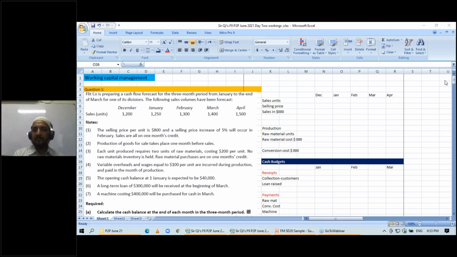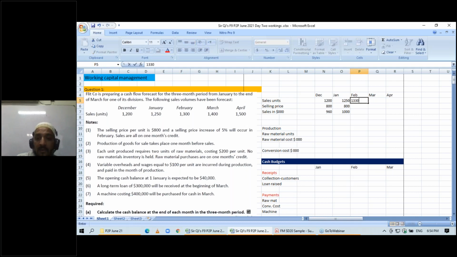Okay, students, let's start with making the budget. Sales units are very clear. 1200 units will be sold in December, and the price per unit is 800. This gives you a sales amount in dollars in thousands. I'm taking the sales amount, which is 960,000. Then in January, 1250 units will be sold at 800, and the sales amount will be 1250 into 800. This will become 1 million, so it's 1000 in dollars in thousands.